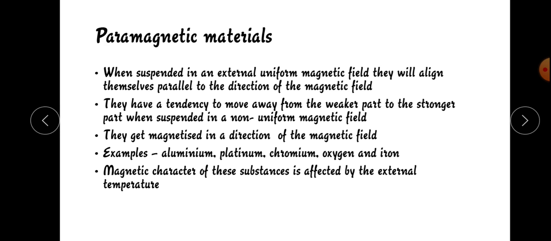Some examples of paramagnetic materials are aluminum, platinum, chromium, oxygen, and iron. The magnetic character of the substance is affected by the external temperature, but in diamagnetic materials it is not.